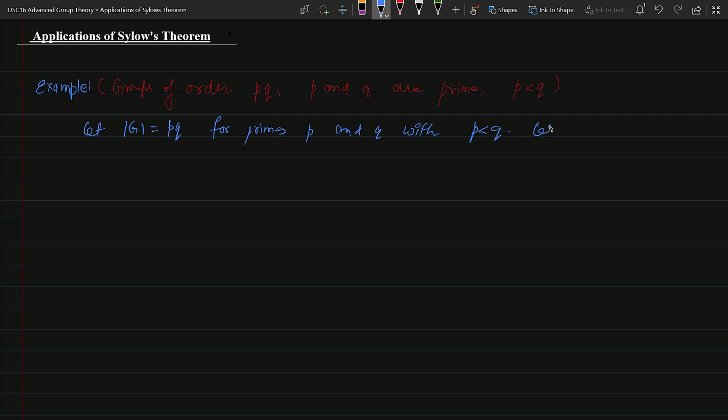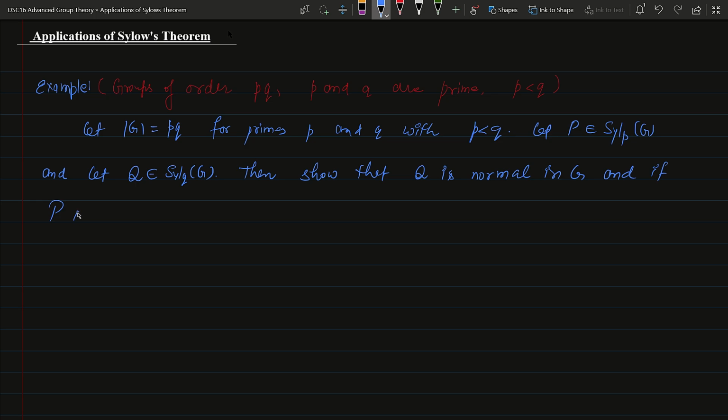Now let P be in the set of all Sylow p-subgroups of G, Syl_p(G). That means this P is a Sylow p-subgroup of G, and let Q be in Syl_q(G). That means this is a Sylow q-subgroup. Then show that Q is normal in G, and if P is normal in G, then G is cyclic.